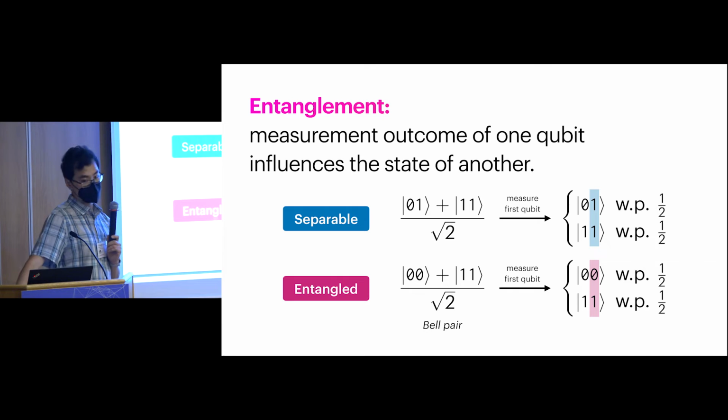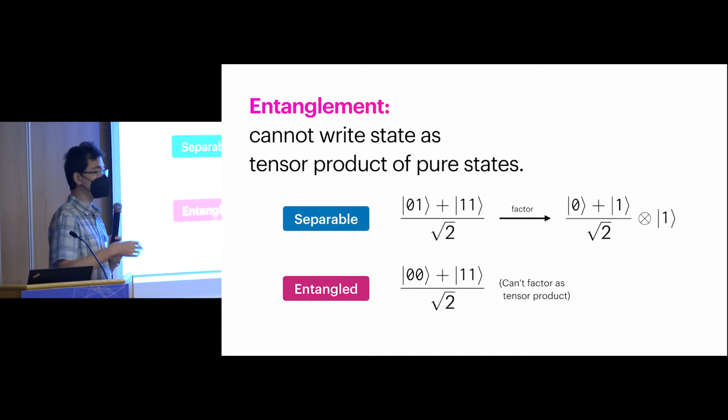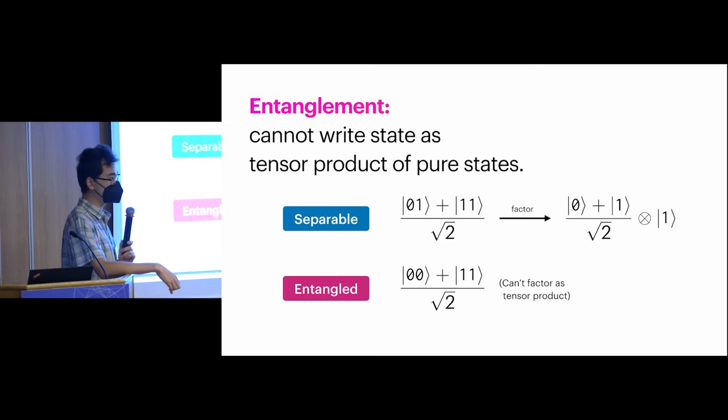All right, so that's one way of understanding entanglement. Here's another one if it helps. An entangled state is a state that you can't write as the tensor product of two smaller pure states. So here you can see the separable state. Both of the branches of the superposition had that 1 in the second position. So you might as well just factor it out and say it's a tensor product of a 0 plus 1 and a 1. Whereas with the entangled state, you can't do this. That's the hallmark of entanglement. You cannot write it as a tensor product of smaller states.